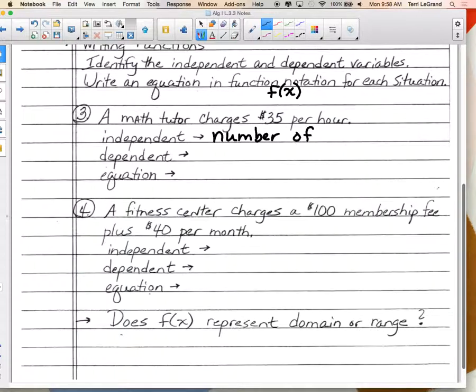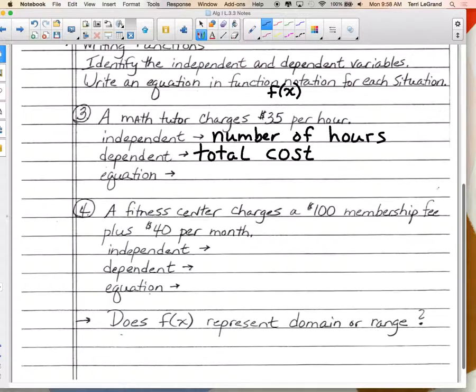We're going to be a little more specific this time because we're going to write an equation. Number of hours. You get to decide how many hours you're going to be tutored. What's the dependent, Josh? How many dollars total? Yeah, total cost. Yep, total cost. And that would be in dollars, of course, right? Okay?